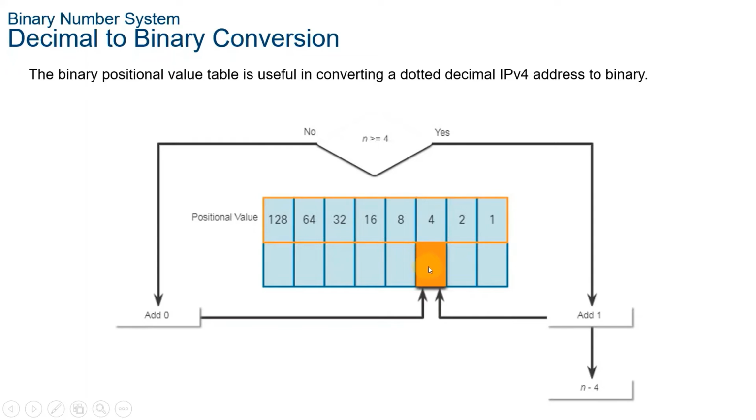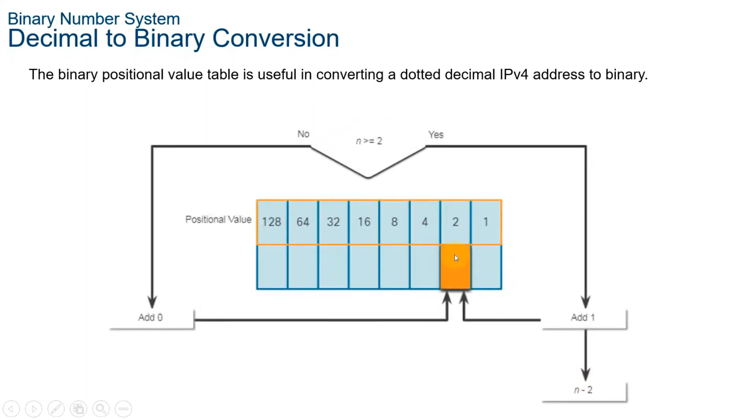Now for 4, is the decimal number of the octet n equal to or greater than the next most significant bit, which is 4? If no, enter binary 0 in the 4 positional value. If yes, add binary 1 in the positional value of 4 and subtract 4 from the decimal number. So next would be 2.